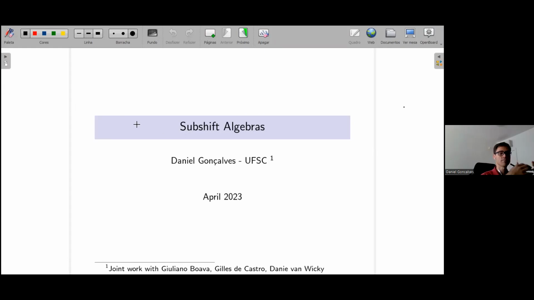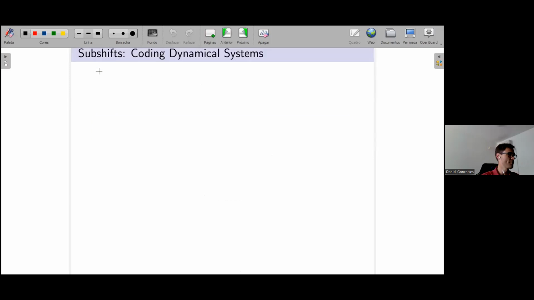I'll explain a bit the motivation of why we define these algebras, and as the name that we get, subshift algebras, they are really connected with symbolic dynamics. So let me just start the motivation with the very basics of where symbolic dynamics starts.